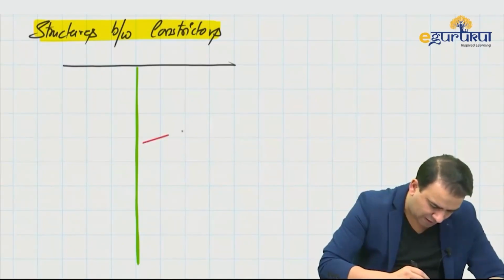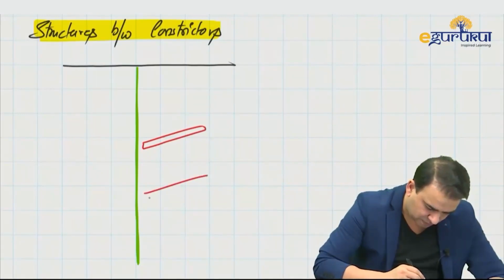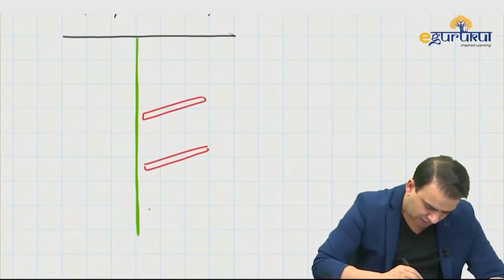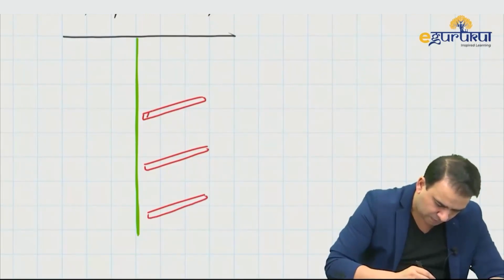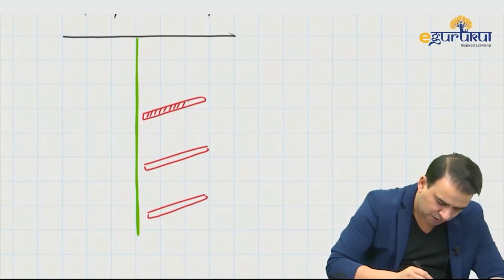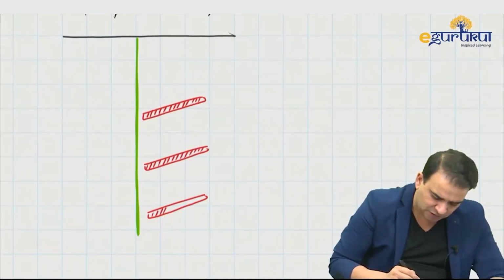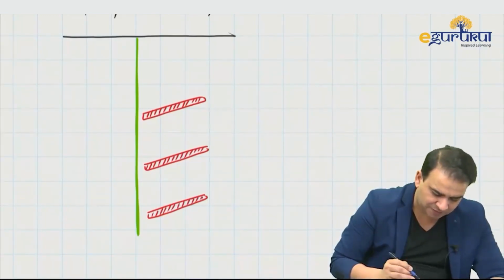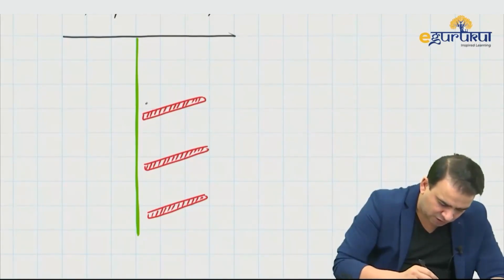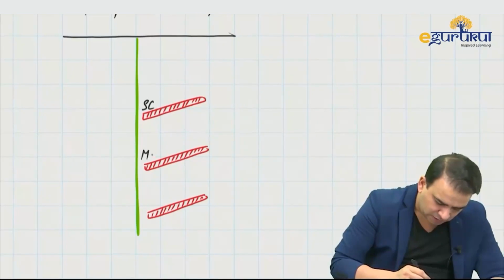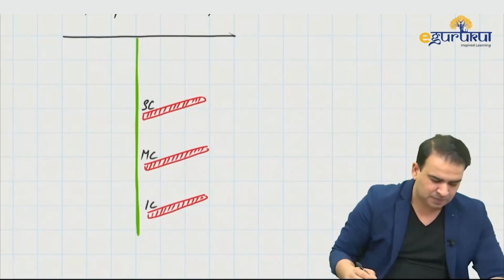If I just draw them schematically, this is a superior constrictor, you've got a middle constrictor, and let's say this is the inferior constrictor muscle coming down. The superior constrictor muscle toward the raphe, middle is also coming toward the raphe, and so is the inferior constrictor. They're all converging toward the raphe. Try to write it on this side so that the diagram is not spoiled.